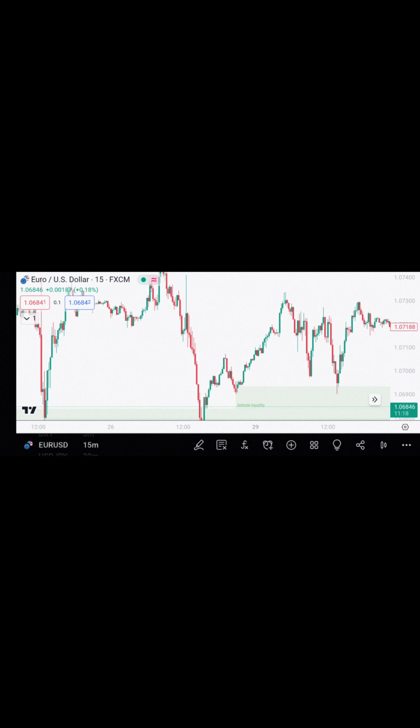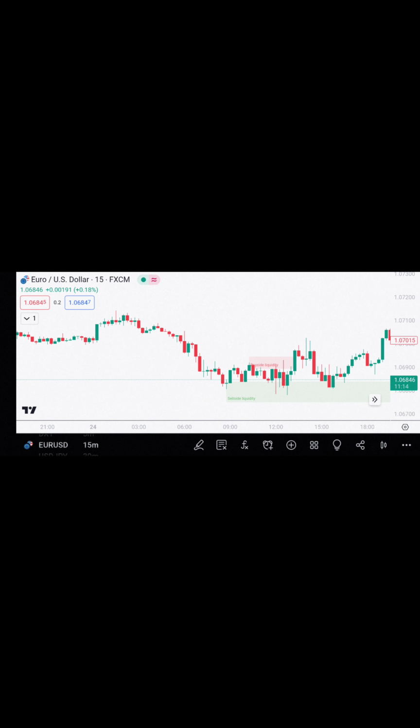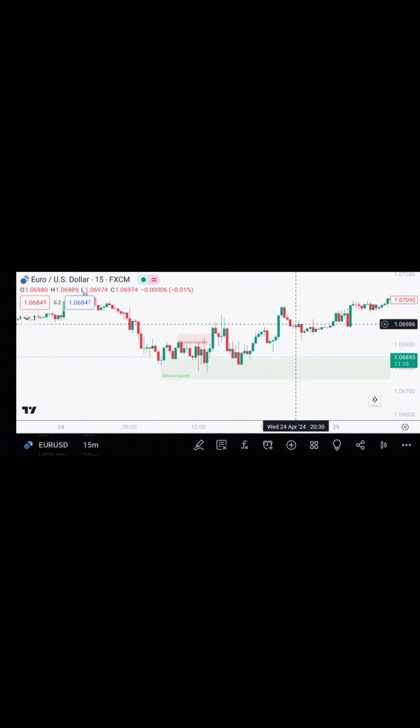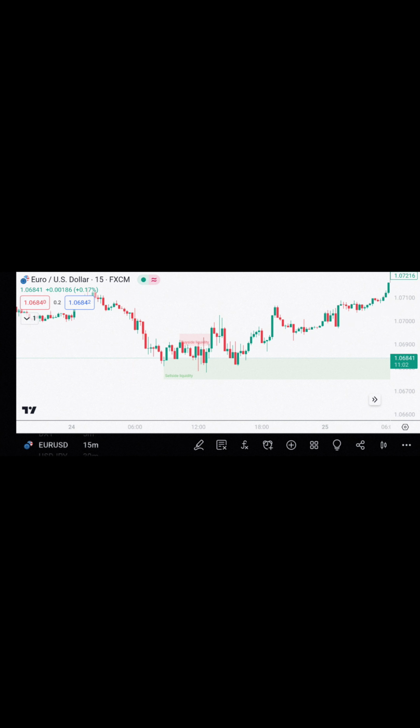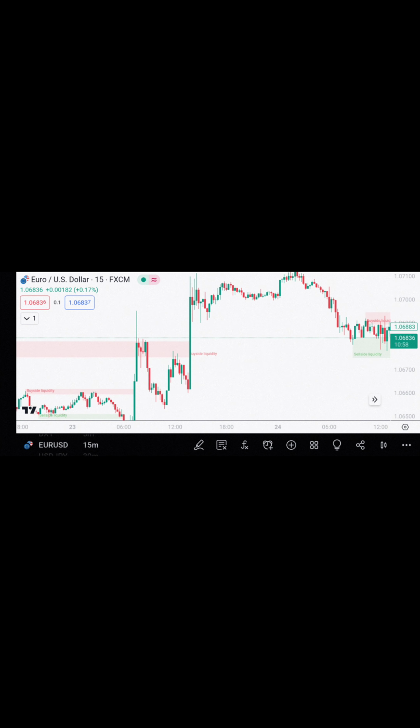So let me show you an example of a buy side liquidity on this time frame. Let's check. Now it's created a buy side liquidity here, but obviously you can see it stops us out just a few pips up. Then we're out of the trade. So this one is pretty easy.